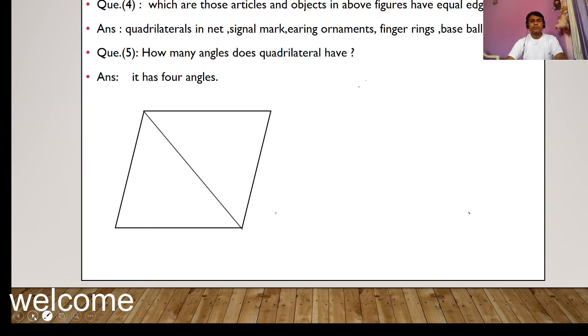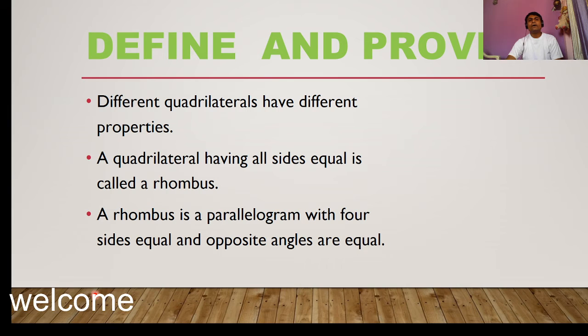Moving to the second question, define and prove. From the observation, now we are defining different quadrilaterals have different properties. First of all, you have described what is a quadrilateral, and then quadrilaterals have different size and shape, and from that, different quadrilaterals have different properties. A quadrilateral having all sides equal is called a rhombus. The quadrilateral whose all edges are equal, that's a rhombus, and we are going to learn about it.